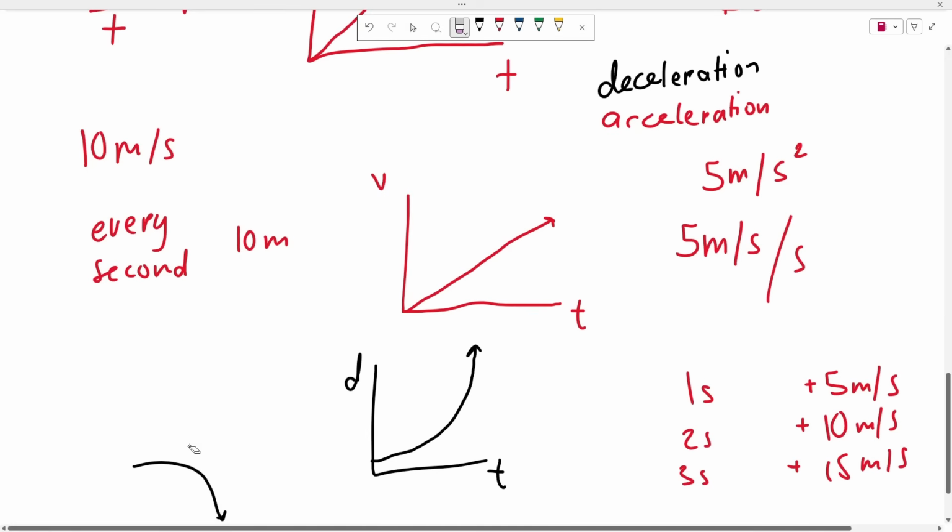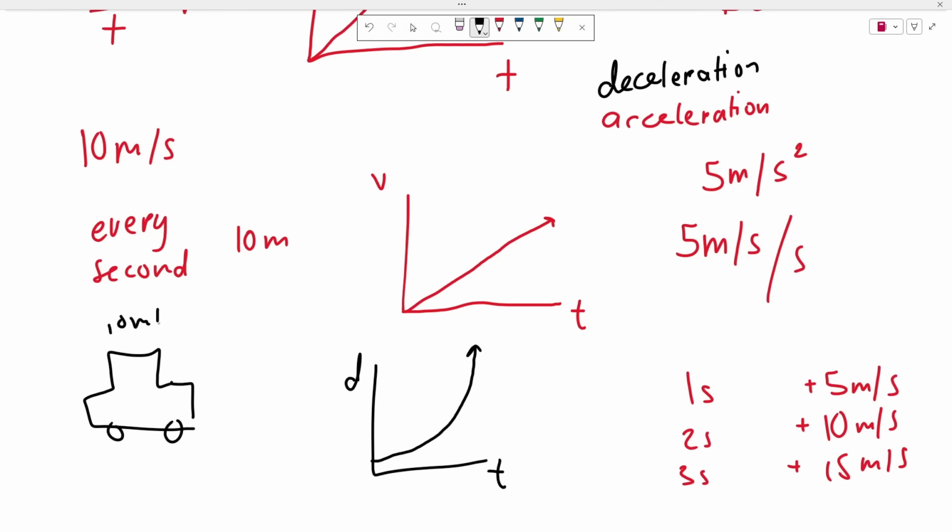And oftentimes what happens is you'll be given a problem where you have a car traveling at 10 meters per second east, which is this direction right here. And it'll be accelerating at 5 meters per second squared west. What you need to understand here is that when two forces act oppositely, you must make one negative.